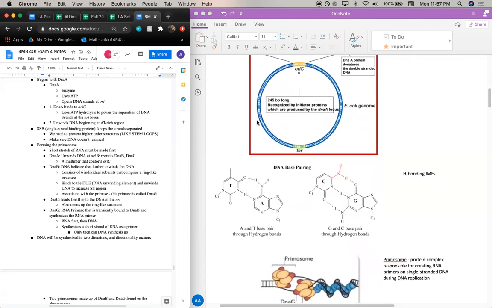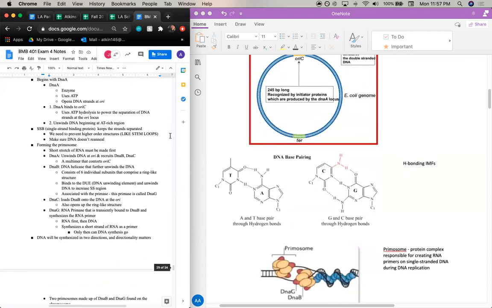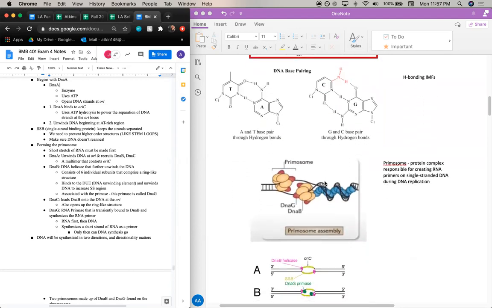Anyways, a single-stranded binding protein is going to keep these strands separated. And we need these here to prevent higher order structures such as stem loops or, as we'll see later, supercoiling. And we want to make sure that this DNA doesn't re-anneal. So to help us out with that, we're going to form this prinosome.